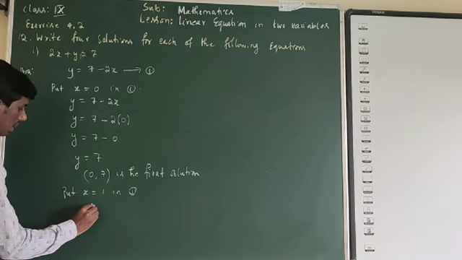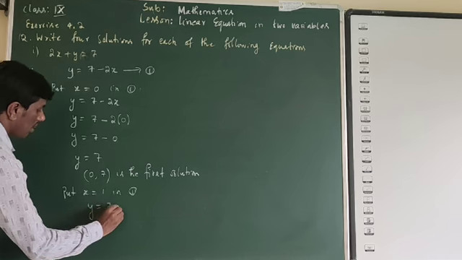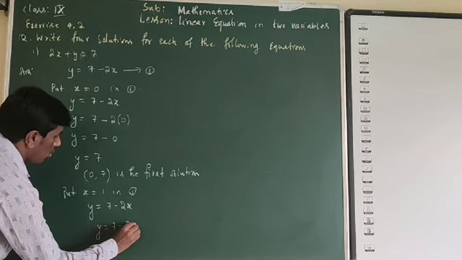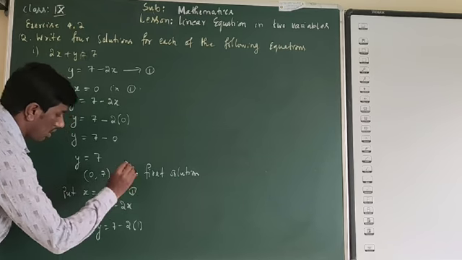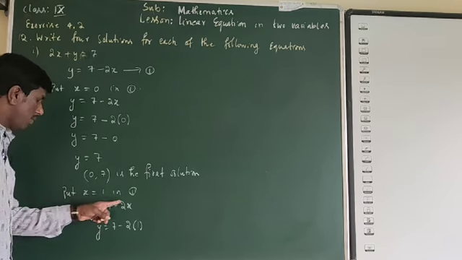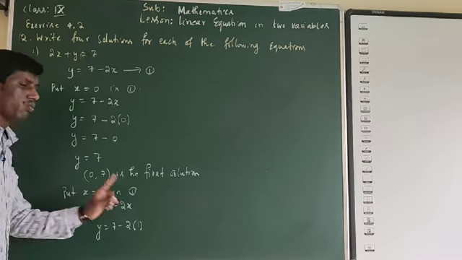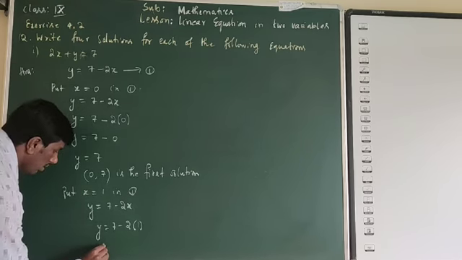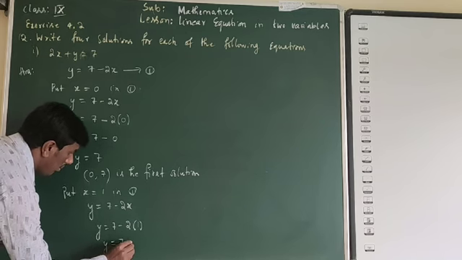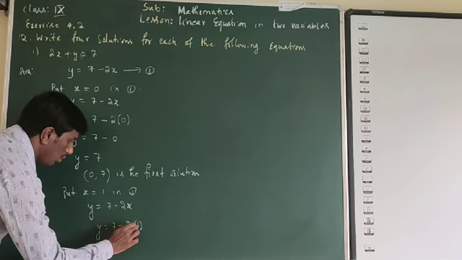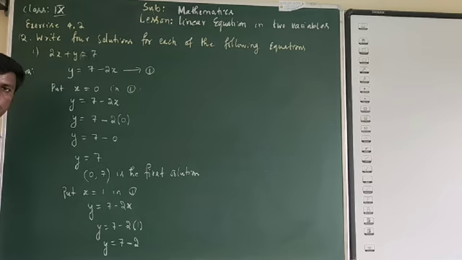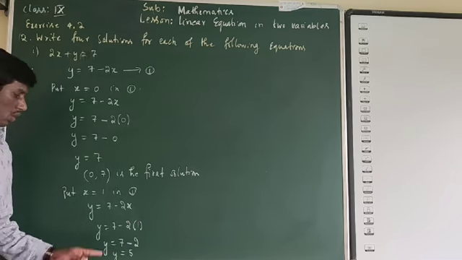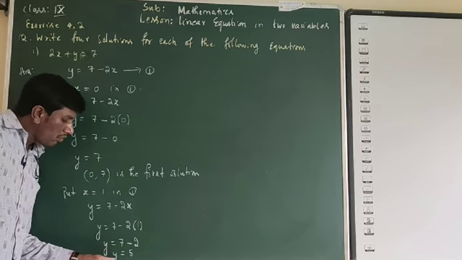So what will happen? Let us write one more time the equation, y is equal to 7 minus 2x. Let us substitute x is equal to 1. I need to substitute. Clear? In the equation, in the place of x, I have substituted 1 because I have taken x is equal to 1 as an arbitrary value. Correct? So y is equal to 7 minus 2x, 2 into 1 is 2. So 7 minus 2 is equal to 5. So if I give x is equal to 1, I am getting y is equal to 5.